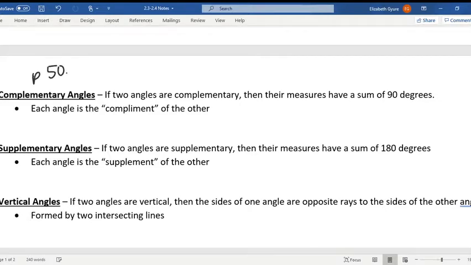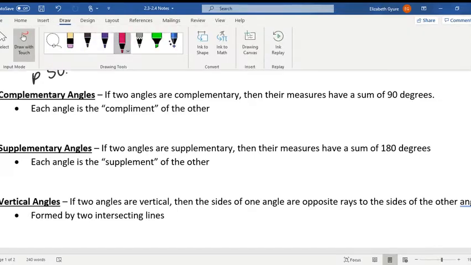Okay, first thing we're going to do is define complementary angles. If two angles are complementary, then their measures have a sum of 90 degrees, and each angle is the complement of the other. So I might say angle 1 is the complement of angle 2, which means their sum is 90. Now this can look like almost anything that adds to be 90. The angles don't necessarily have to be next to each other. Sometimes they are, sometimes they aren't.